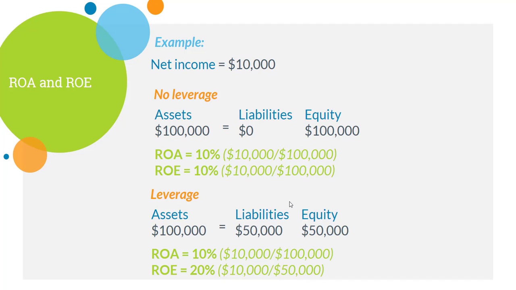So you want both of these numbers to be increasing at the same time. If you ever see ROA stagnating, but ROE increasing, well, that means you're using debt to supercharge your returns, but you're not becoming any more efficient, and that's not a good thing. So let's go ahead and go back into our spreadsheet and calculate ROA and ROE.